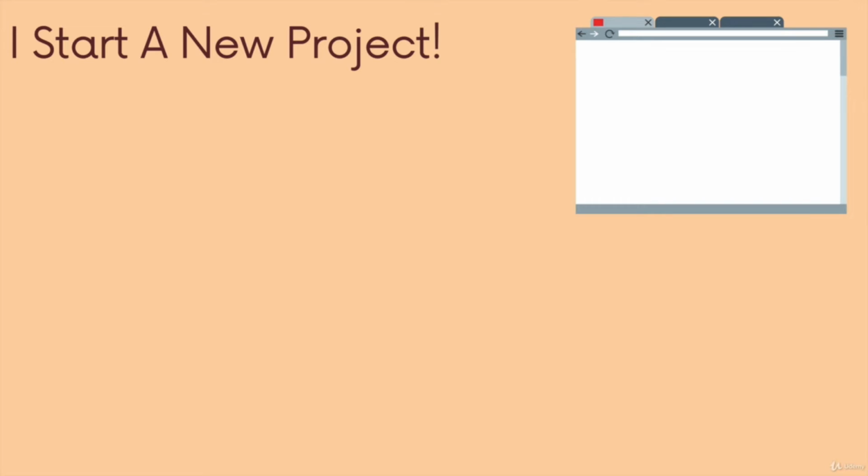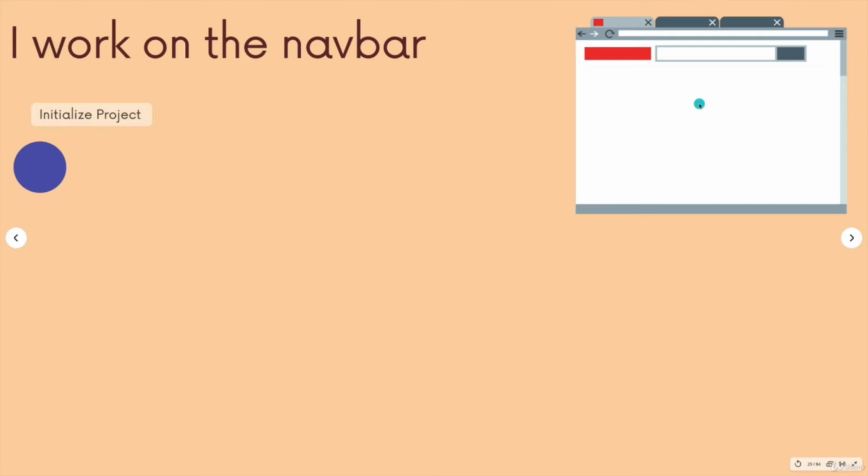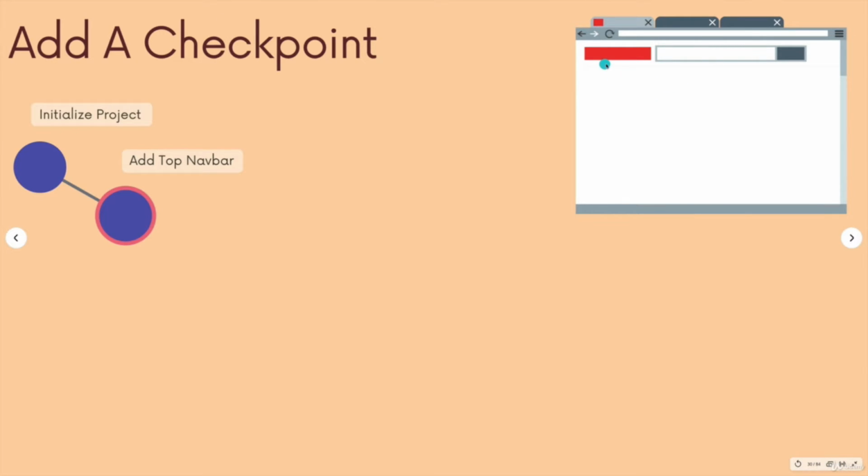So here's a somewhat more realistic example. I'm working on some project, a website. This is the progress of the website up top. So right now it's empty. With Git, I create checkpoints. So checkpoints are like save files I can go back to. So I have my first checkpoint, initialize project. There's nothing up there. But then I do some work. I add this navbar up top. So I make a new checkpoint, add top navbar. Now I have 2 checkpoints.